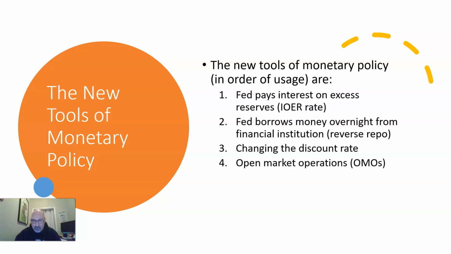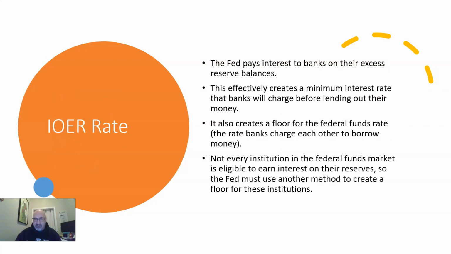And then to set the upper bound for the interest rate, they change the discount rate. And so that helps set the upper bounds for any kind of interest rates that they may want. And then last is the open market operations. So let's look at these in turn. First off, Fed paying interest on excess reserves, the IOER rate. They will pay interest to banks on their excess reserve balances.